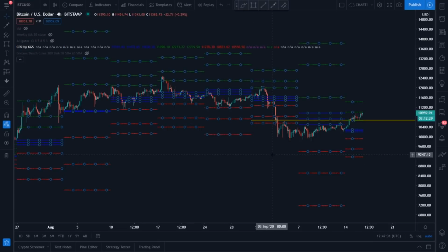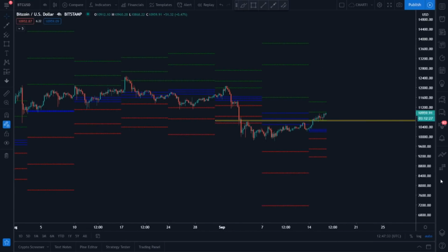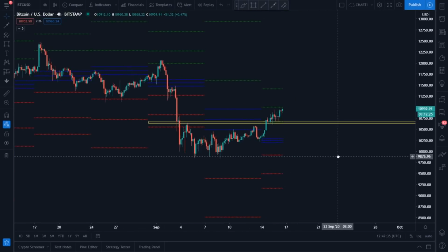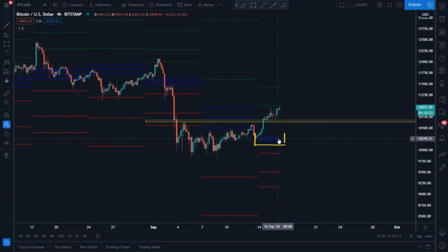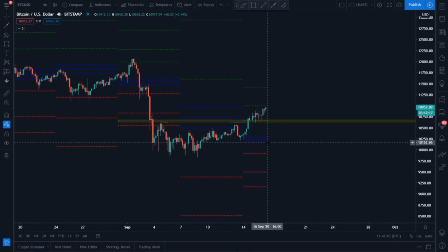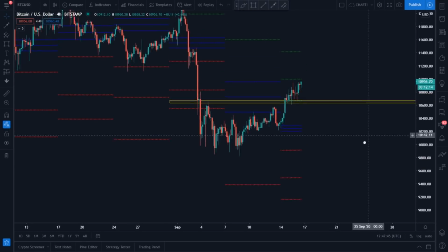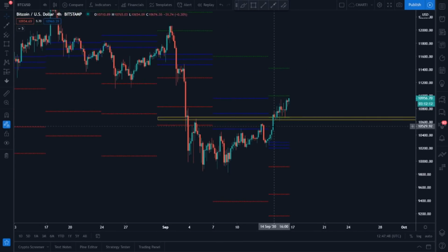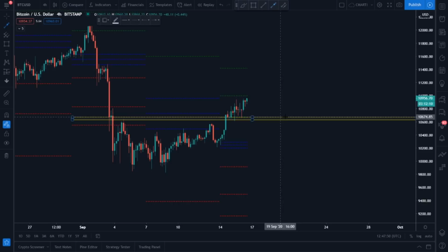Okay, so if you look at this here with the help of these weekly pivots, right? You can see this blue line, just like with the monthly CPR, this is also a weekly CPR. The top weekly CPR, the bottom weekly CPR here, and the central weekly CPR, right?